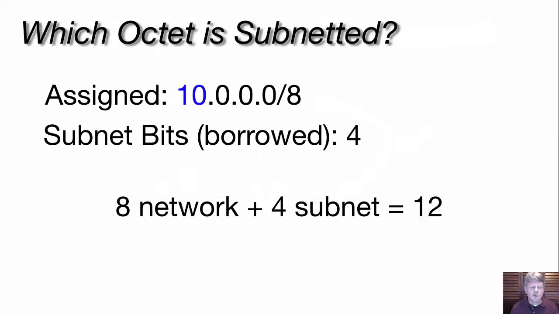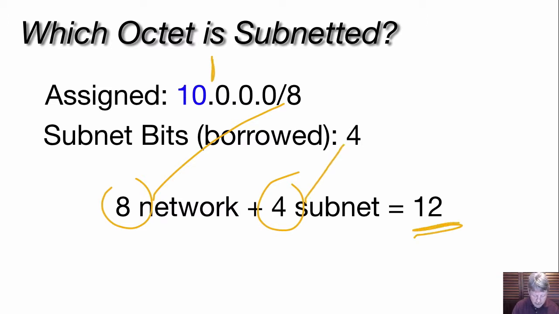Let's figure out which one of our octets is subnetted. We have 8 bits that are from our assigned address. We borrowed 4. That gives us a total of 12. That's going to be between 8 and 16. So therefore, our second octet is going to be subnetted. Also, of course, 12, being the number of bits we're going to be using for network, represents our CIDR value.